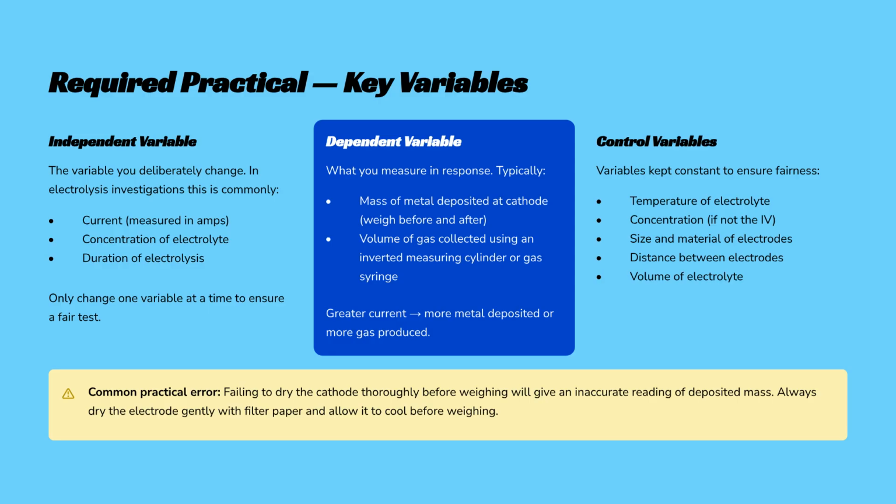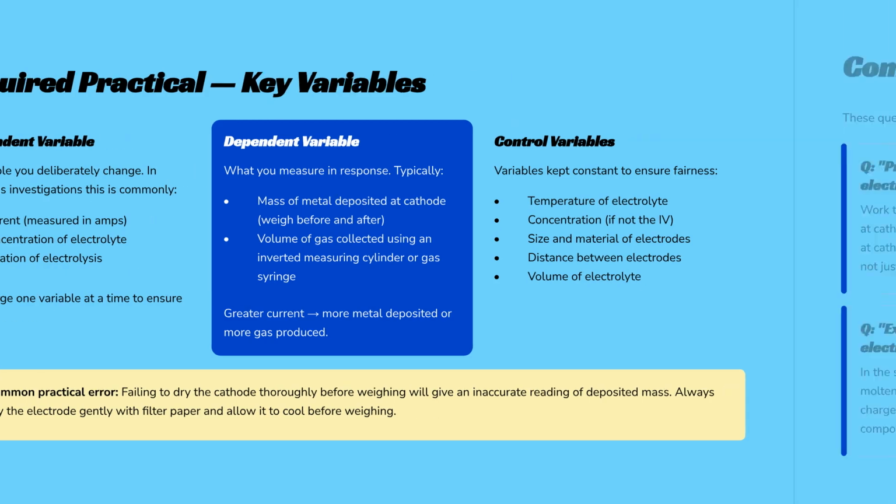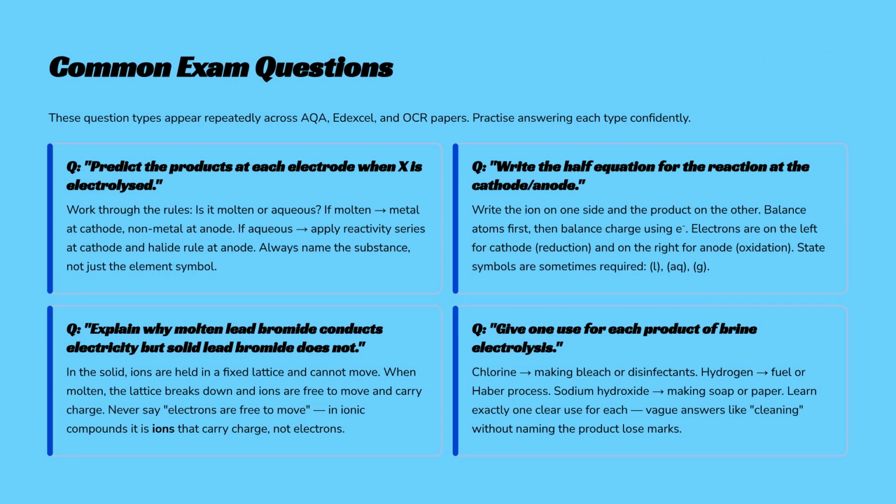Key variables in electrolysis investigations include the independent variables you change, such as current or duration. The dependent variables you measure are typically the mass of metal deposited or the volume of gas collected. Control variables, like temperature and electrode material, must be kept constant for a fair test. A common error is failing to dry the cathode before weighing, which leads to inaccurate mass measurements.